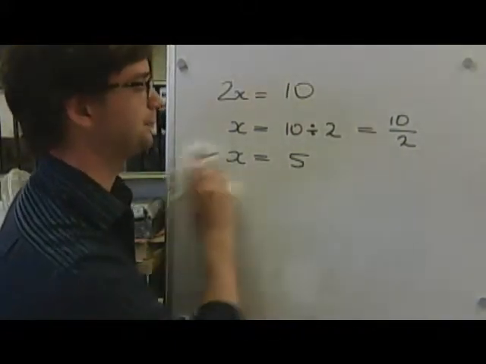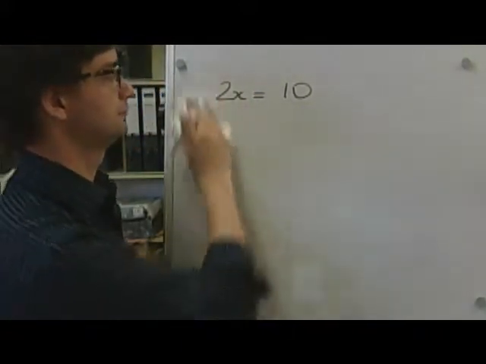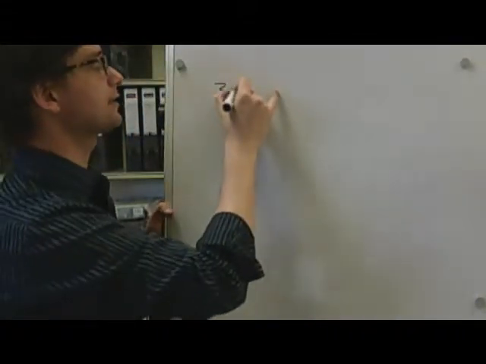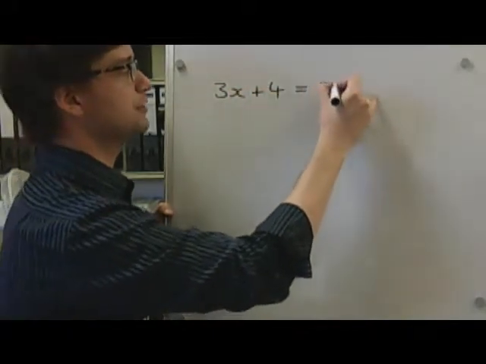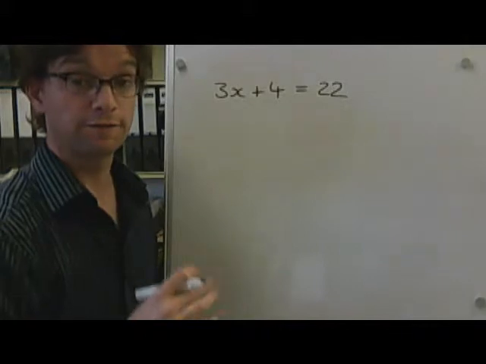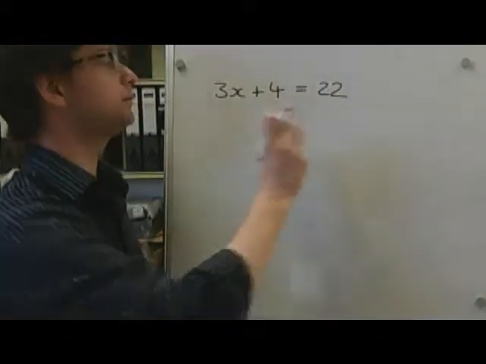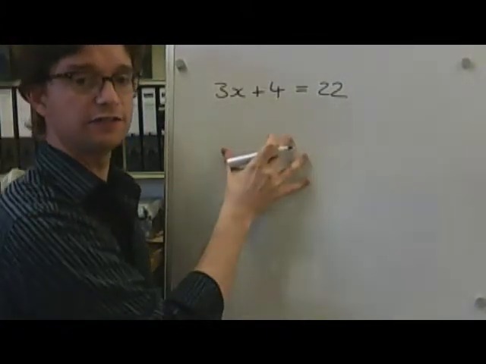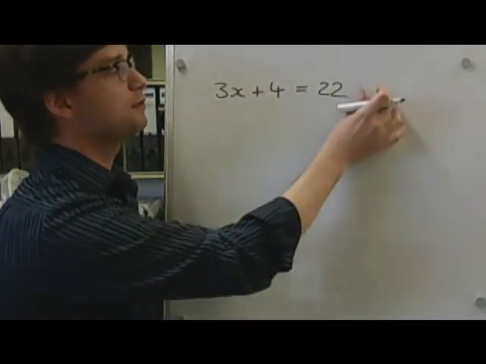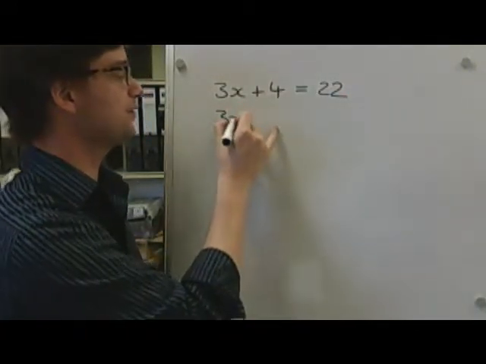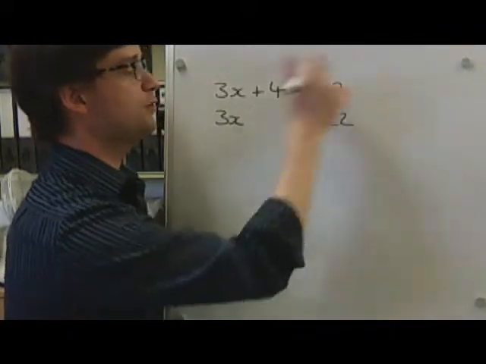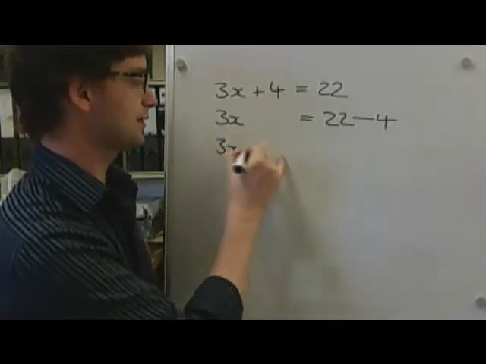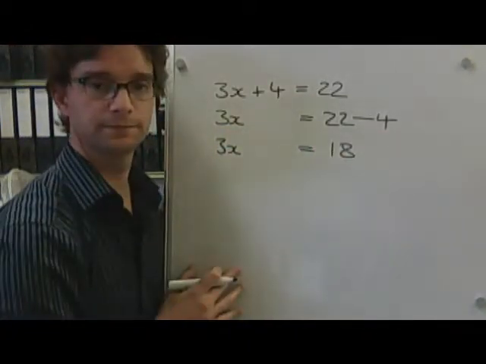So we've got 3x plus 4 equals 22. First thing I'm going to do is get the x's on their own by moving any numbers all onto the one side. So I've got this plus 4 here. I can't do a division through, so I'm going to take this plus 4 and move it over here. I'm going to leave the 3x here, and when I move the 4 to the other side, I have to change its sign. So I'm left with 3x equals 18.